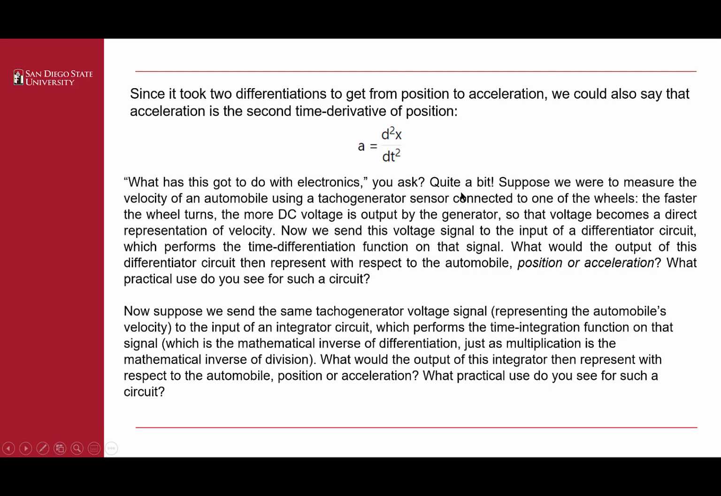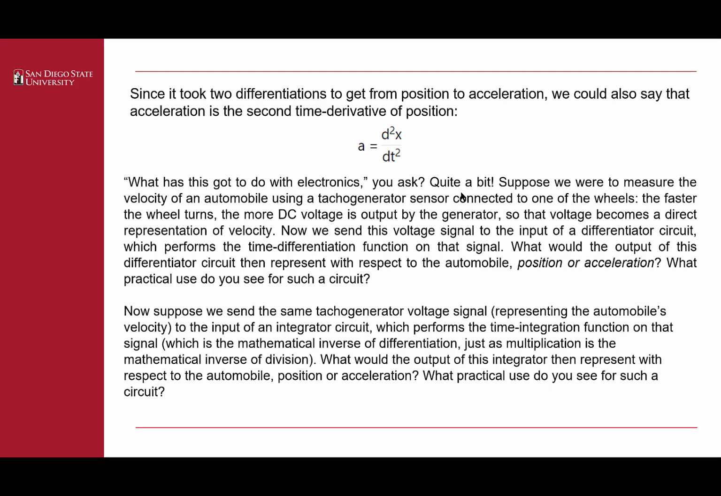So, what has this got to do with electronics, you may ask? Quite a bit. Suppose we were to measure the velocity of an automobile using a tachogenerator sensor connected to one of the wheels. Oh, I see the electronics, right? The faster the wheel turns, the more DC voltage is output by the generator, so that voltage becomes a direct representation of velocity. Did you remember the potentiometer in one of the first examples? It's pretty similar.